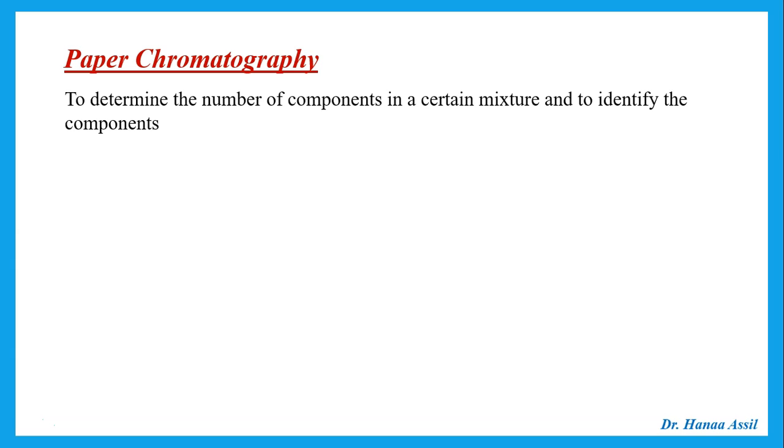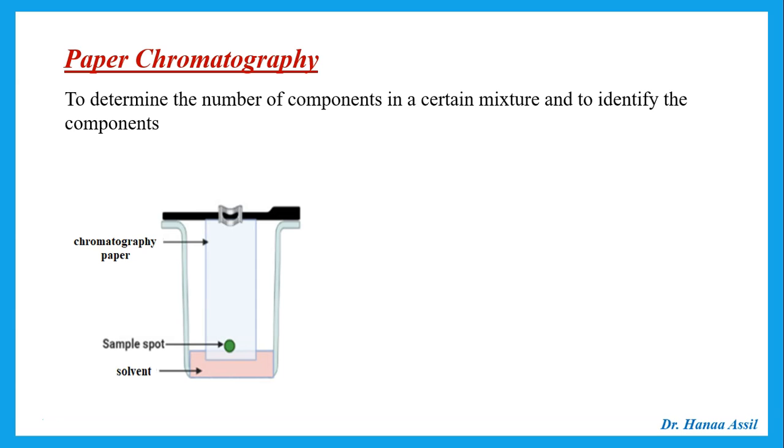First of all, paper chromatography is a technique that we use to determine the number of components in a certain mixture. So I have a sample of dye or a sample of ink. I want to know how many colors are inside ink. Or I have a sample of amino acids and I want to identify the components to know which substance is present in this mixture. So for example, I have a sample of green ink. I want to know this green color is made up of how many colors, how many components.